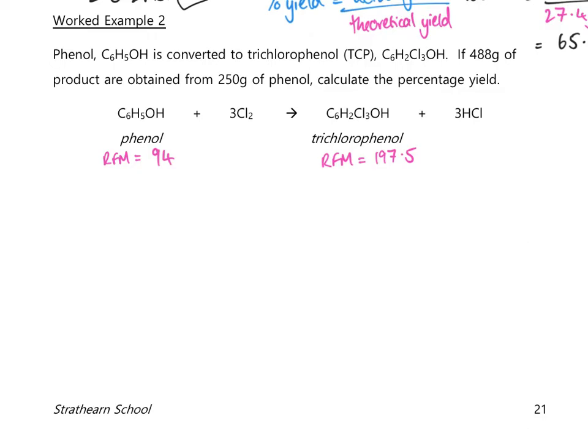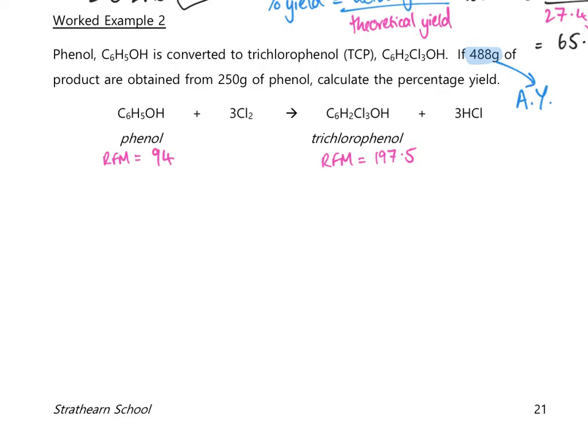So let me take you through this. Again, pause the video if you're not finished yet. But you're told here that phenol is converted to trichlorophenol if 488 grams of product are obtained. What you need to identify is that is your actual yield. And I would highlight that in your exam if you were asked a question like this.